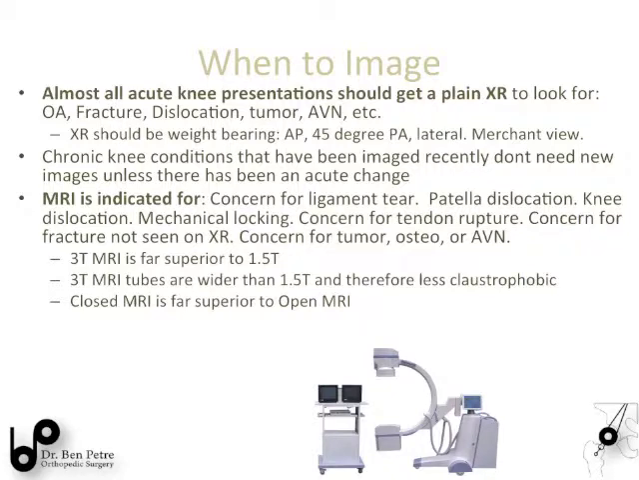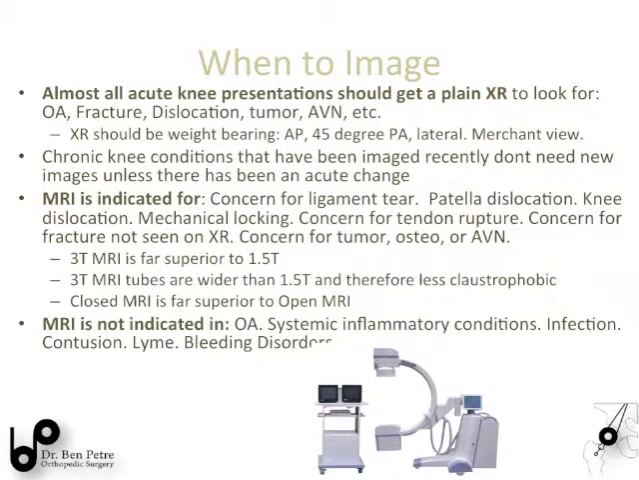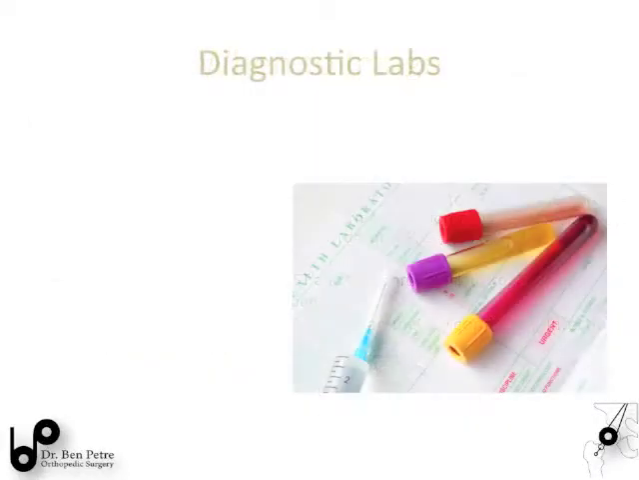MRI is indicated for concerns of ligament tears, patella dislocations, knee dislocations, mechanical locking, concern for tendon rupture, or fracture not seen on x-ray. 3T MRI is far superior to 1.5 in terms of picture quality. Open is less claustrophobic, but closed is better than open MRI. MRI is not indicated in many conditions as listed above.